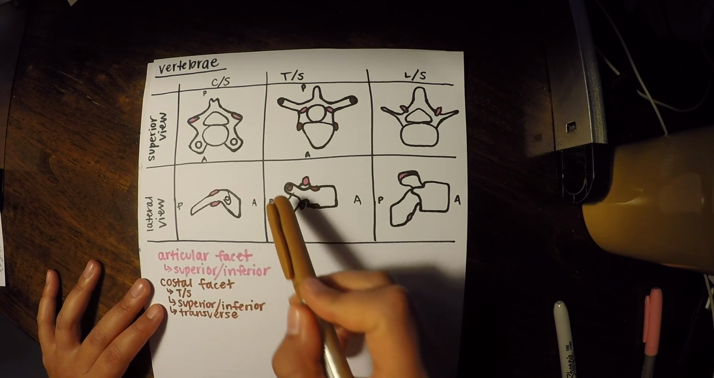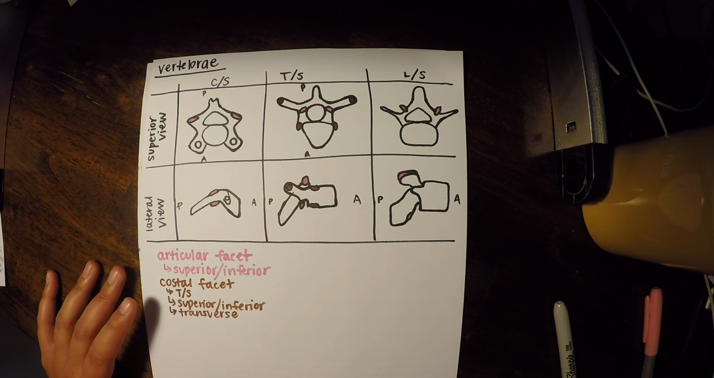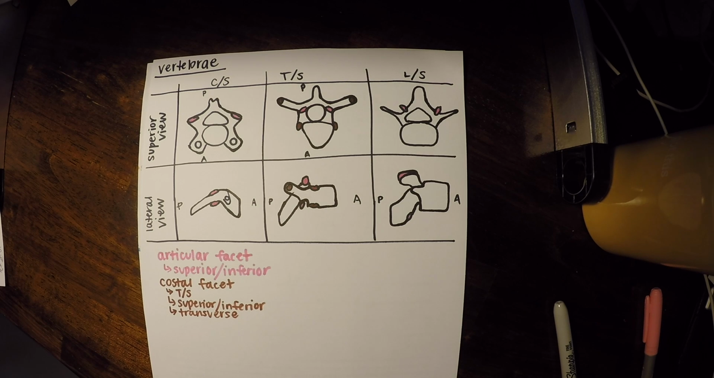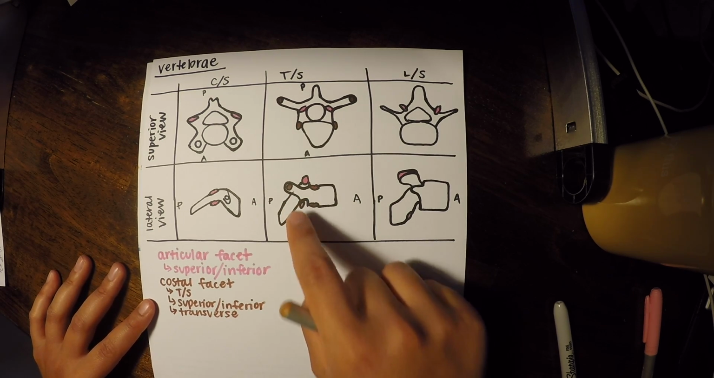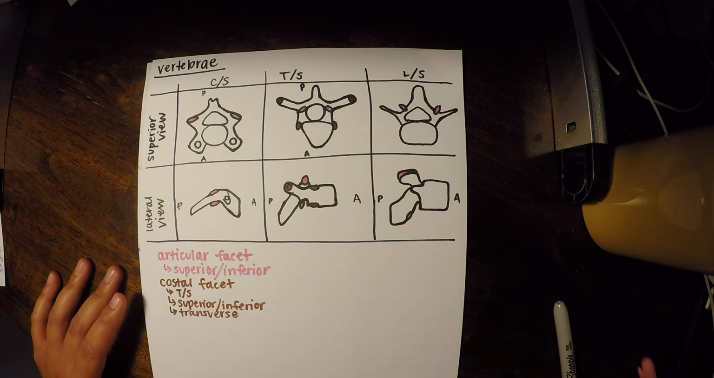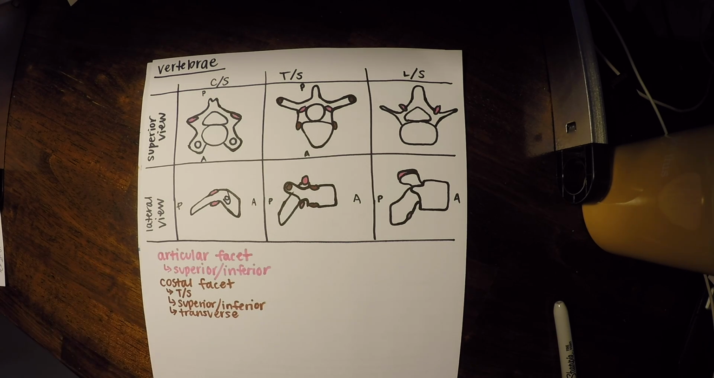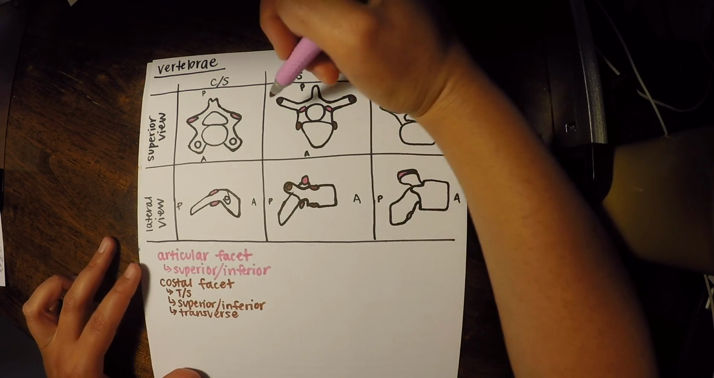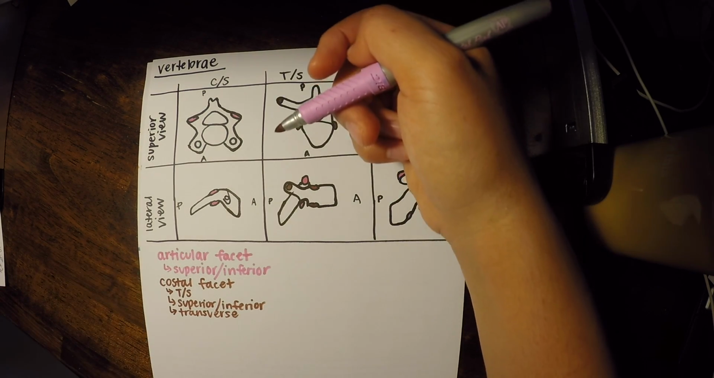Now, why are those transverse costal facets? Basically where our vertebrae form a joint with our ribs. Why are they called transverse? Well, it's because they're on the transverse process. So let's label all our transverse processes on all of these. Our transverse process is these things that stick out to the side. So let's actually do it on everything.